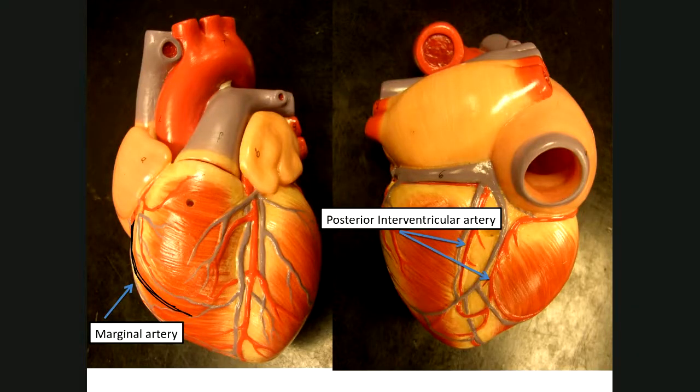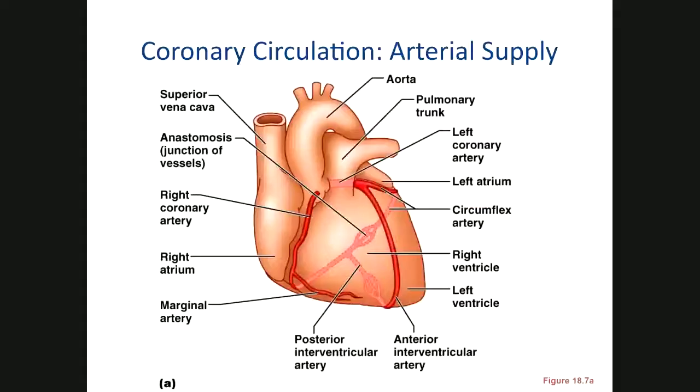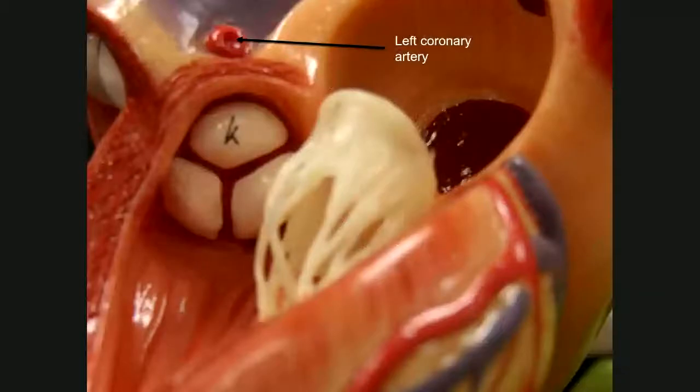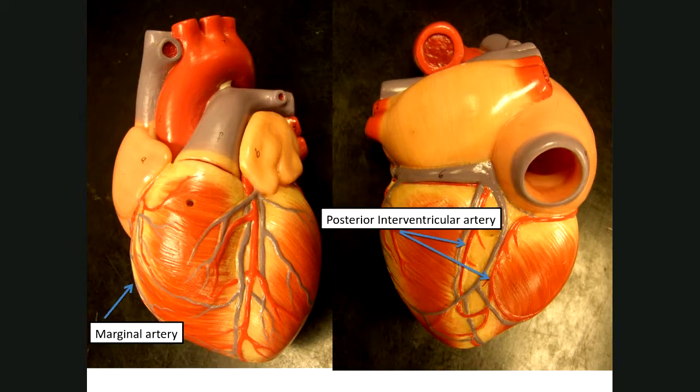So if we go back to our picture again, there's the right coronary. Here's the marginal right here. And then it's going to go around, and there's the posterior interventricular right there. So right goes all the way around and then comes this way. And then posterior interventricular and marginal.